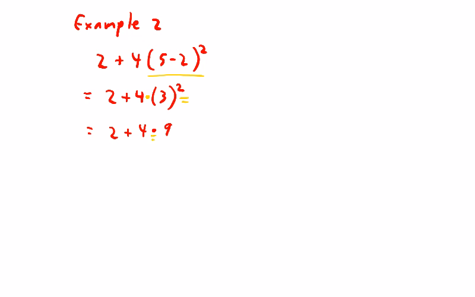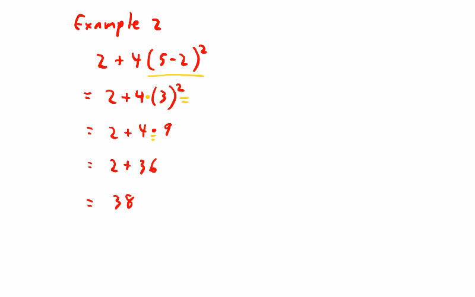Now we have to go down our list, and multiplication takes precedence over addition. So we will do the addition last, and let's multiply the 4 times the 9 and get 36. And now we can add 2 and 36 and get a sum of 38.